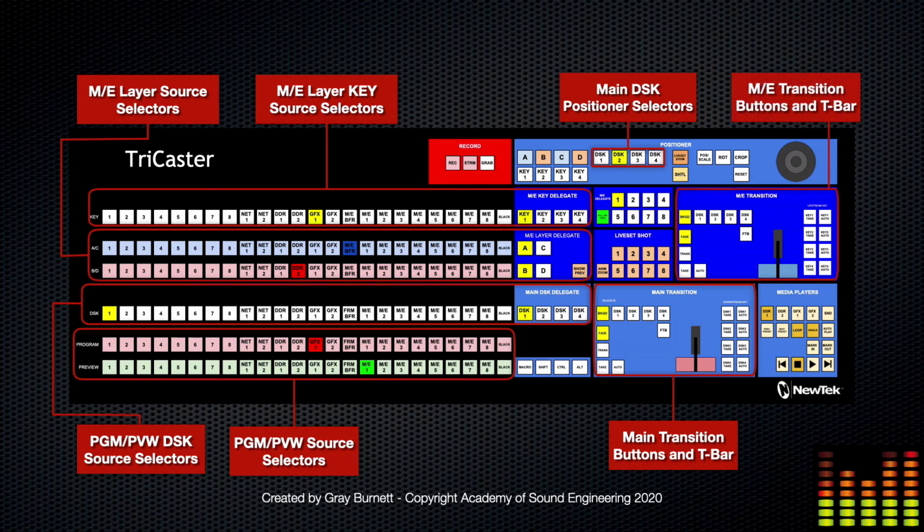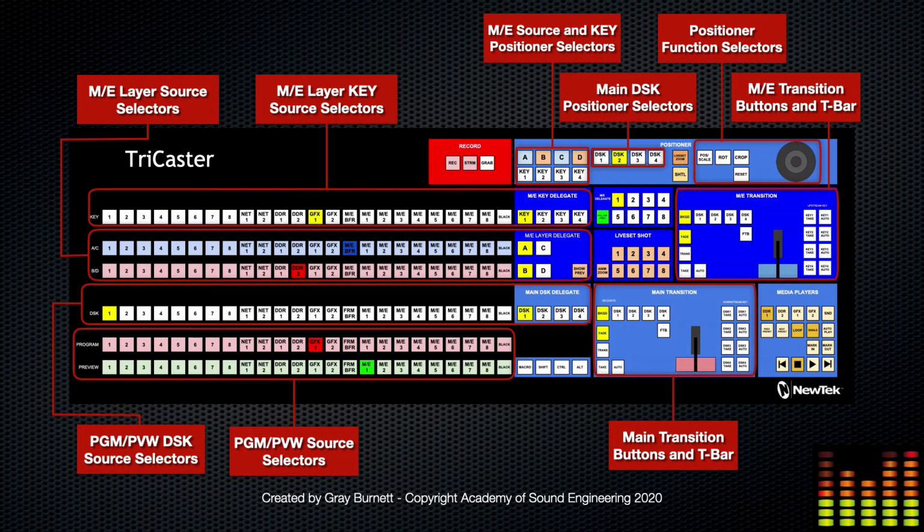We've got the ME transition button and T-bar, allowing you to fade or transition with the T-bar or use the take buttons to send the ME's layer B source to the layer A source. Then we have the ME source and key positioner selectors, allowing you to choose which ME key delegate to focus onto the positioner function selectors.